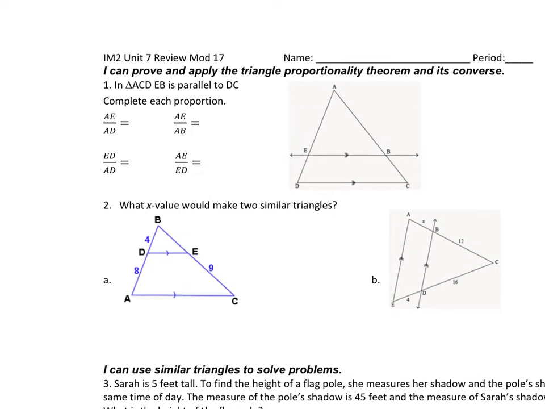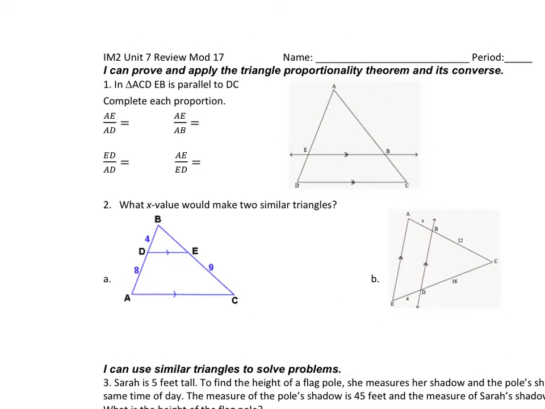Looking at module 17 now. And number 1, if we know in a triangle that we have two sides that are parallel, we then know we have some ratios that we can set up. Now there's a couple that would fit within some of these. I just want you to practice writing these.